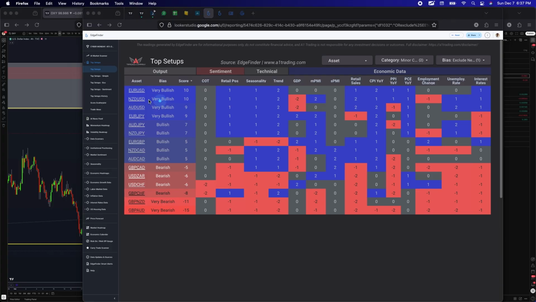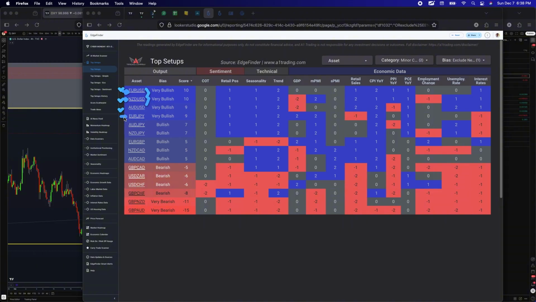Right here, you notice that Euro dollar is now bullish, Kiwi dollar is bullish, Aussie dollar is bullish, right? You want to look into buying all of these. I am very much interested in NZD dollar, to be honest with you. Euro dollar, I'm also quite interested in it, but I will not be buying anytime soon, if I'm being real. But Kiwi dollar, I will be looking to buy Kiwi dollar for sure.